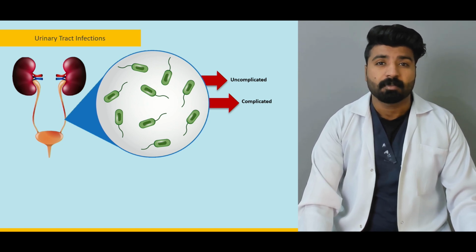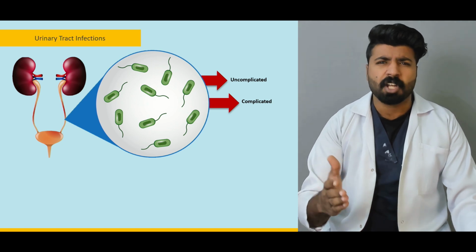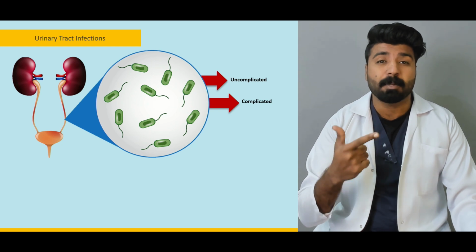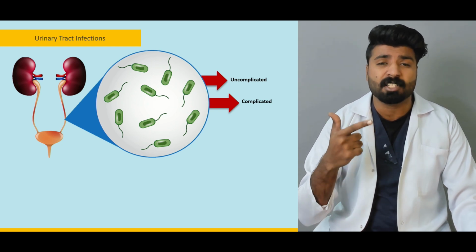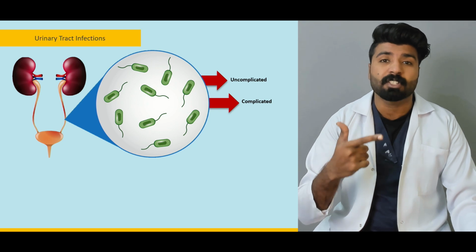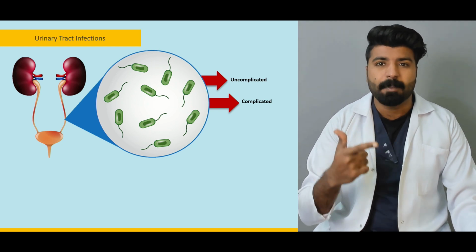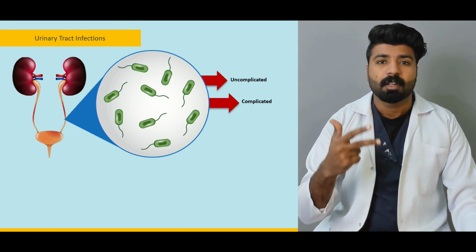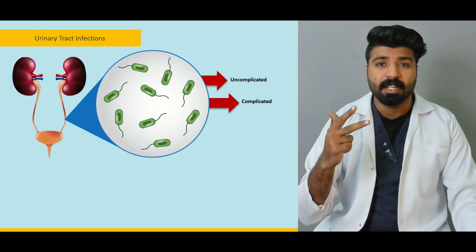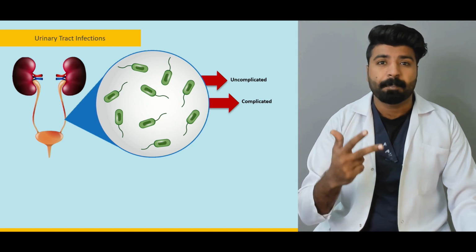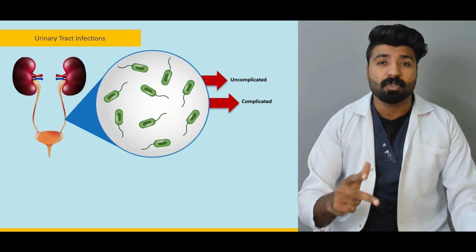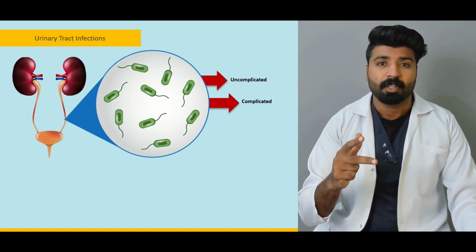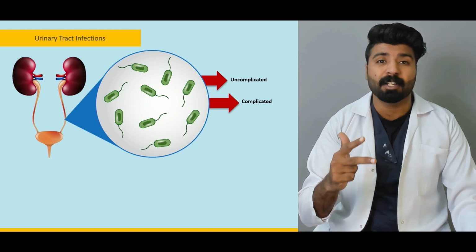Number 1, if it's a child, it's going to be a complicated UTI. Number 2, whether the patient has diabetes mellitus. If the patient has diabetes mellitus, their immunity is already compromised. So diabetes mellitus is a basic risk factor for complicated UTI. Number 3, whether it's a pregnant woman. In pregnant women, UTIs can lead to the birth of a low weight child. So it's a very basic risk factor for pregnant women.